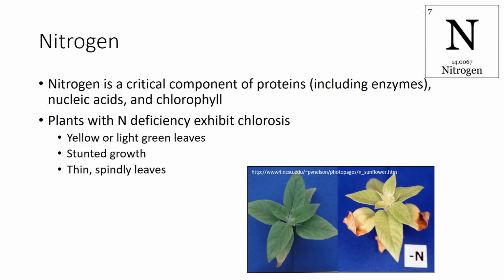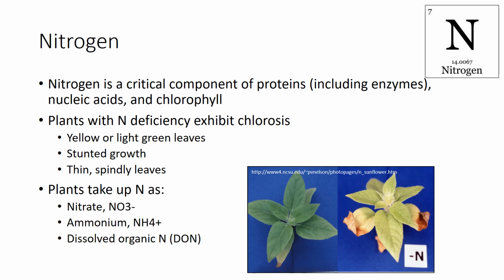So if a plant is deficient in nitrogen, because it is so important for so many parts of producing a plant, plants that are deficient generally exhibit yellowing or light green colored leaves. They will have stunted growth because they can't produce enough proteins and chlorophyll to actually produce more biomass. They oftentimes have thin, spindly leaves. Plants will take up nitrogen mostly in two forms, nitrate and ammonium. They can take up dissolved organic nitrogen, but this is in very low amounts, generally 1% or less of the nitrogen taken up by plants. The vast majority is nitrate and ammonium.